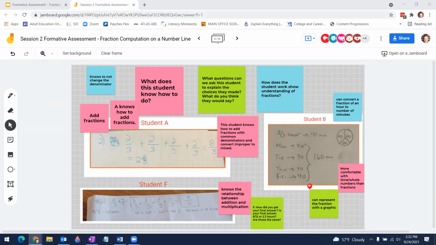Yes, feel free to unmute. What do we know about what these students know? What does student B know just looking at it? So somebody is adding in that they can see fractions made as a graphic. So they have a visual representation of fractions. That's really great.